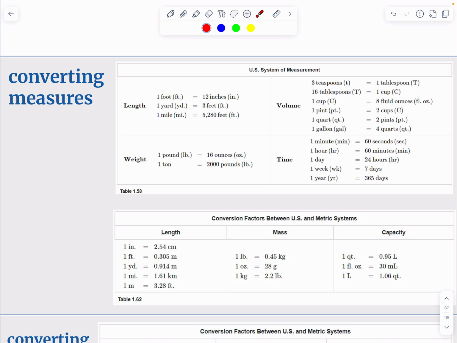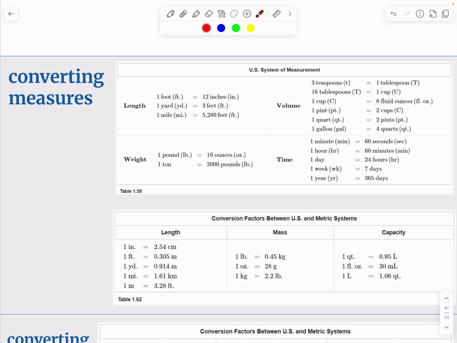So we have one chart here that deals entirely with the system that we use in the United States, which is sometimes called the standard system or the customary system. Sometimes we call it the US system like they do here because we are one of the few places in the world that still use this system. In fact, there's only 3 countries in the entire world that don't use the metric system, and we are one of them.